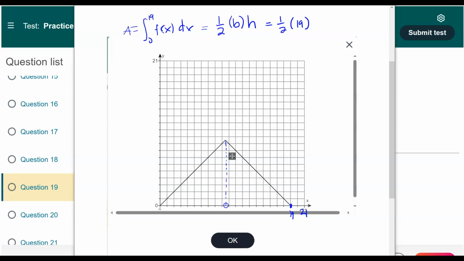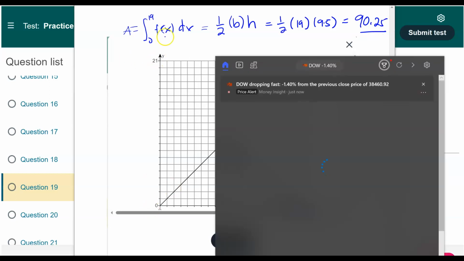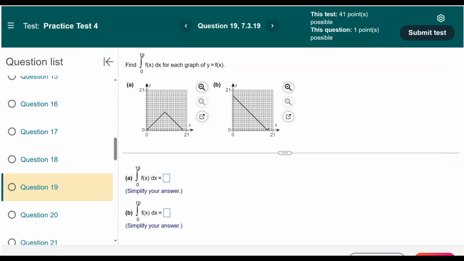That's the height. Okay, so the height will be 1, 2, 3, 4, 5, 6, 7, 8, 9. That looks like it's 9.5 times 9.5. See, and then you just multiply that. That will be the area. And upon simplifying this, I got 990.25. So that's the area of the region under the function f of x from 0 to 19.